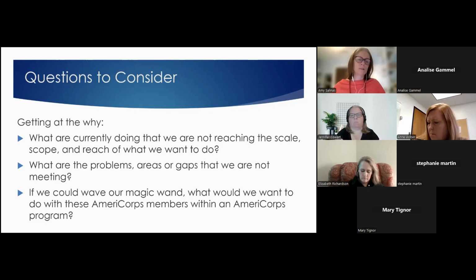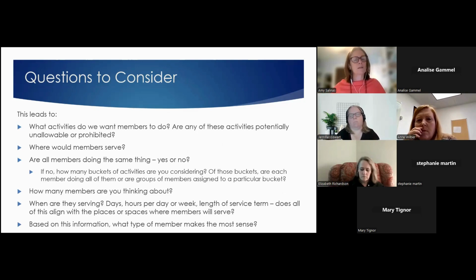The question I always love to ask people is, if you could wave your magic wand, what would you do with these AmeriCorps members? What would you like to solve as a problem that you're seeing in the communities and people that you serve? And then that should lead to activities you want your members to do.